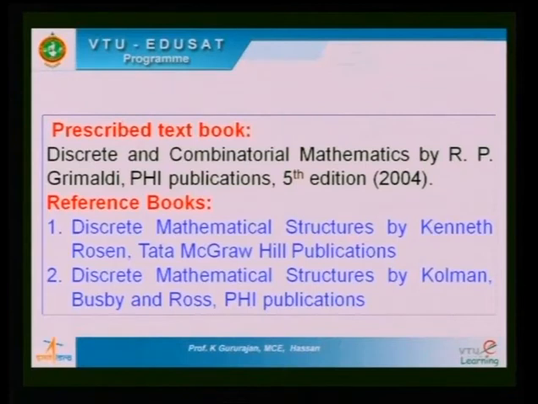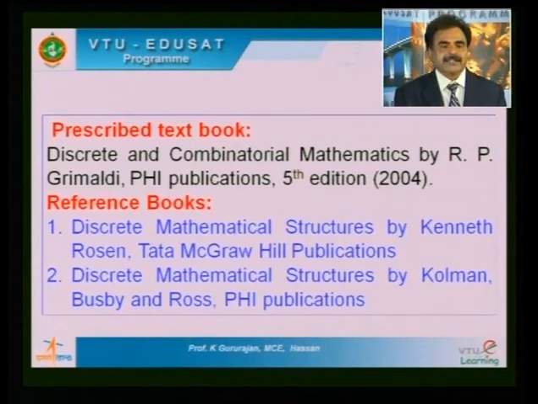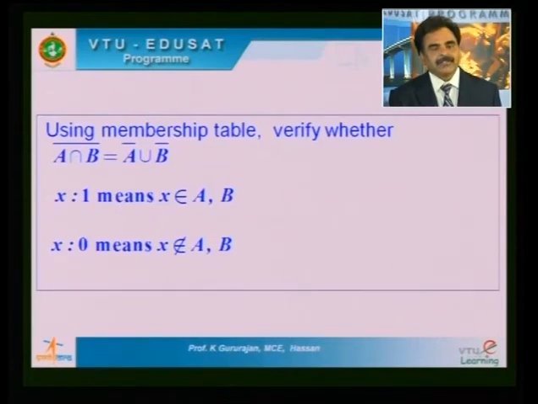Before that, I want to inform you the prescribed textbook for this course. This is Discrete and Combinatorial Mathematics by R.P. Grimaldi, PSN Publications, 5th edition, 2004. Although 6th and 7th editions have come in the market, this is considered as prescribed. If you want, you can look into the latest textbook. Also, I listed a few of the reference books. Although there are plenty of books available on this topic, if you wish, you can always go through the reference books.